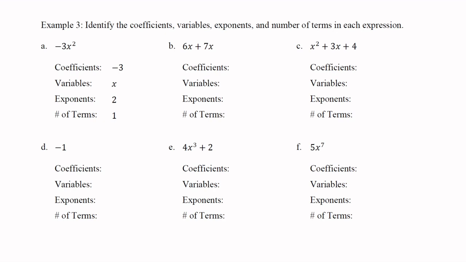In B, we have two coefficients. In the first term, we have a coefficient of 6, and in the second one, our coefficient is 7. In both of the terms, our variables are x. Our exponents in both are 1, because if we have no power on our variable, then the exponent is understood to be 1. And then the number of terms, we've got 6x, and then we have 7x, separated by an addition sign. So we have 2 terms.